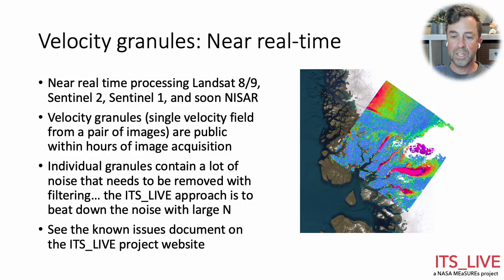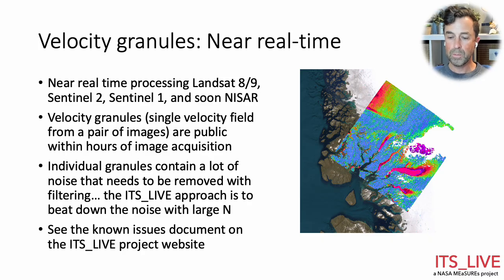Okay, for the rest of the presentation, I'm really going to be focusing on the velocity products. The It's Live team has put in a huge amount of work over the last year, and there's some pretty exciting updates. The first is that the system is now near real time. So that means within hours of an image being acquired, the It's Live system receives a notification which sets off a process where the It's Live machinery goes, searches the past archive, and identifies all of those images that it can use to generate velocity fields too, using the new image that was just acquired.